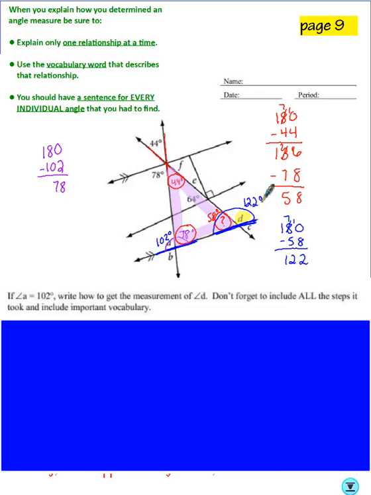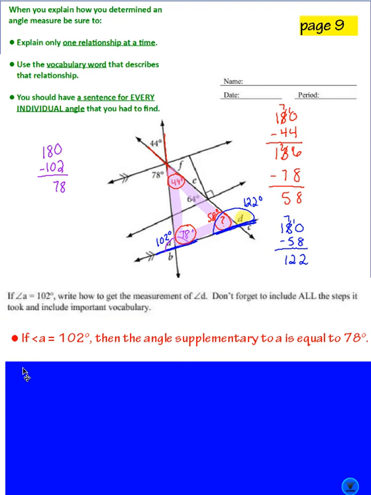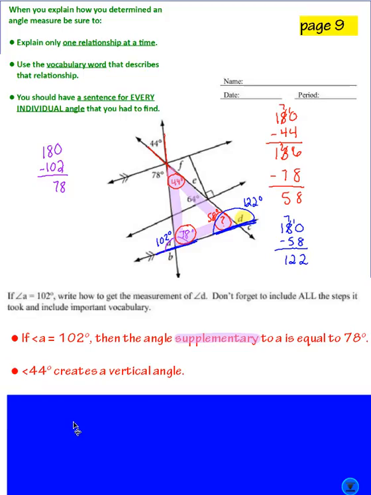So now if I were to go through the explanation, think about what I did. I started with the 78-degree one. So I wrote a sentence. If angle A is 102, then the angle supplementary to it is 78. Notice, one angle relationship, and then use the vocabulary word. So what did I do next? The 44-degree angle. The 44-degree angle creates a vertical. There I have the relationship and the word.